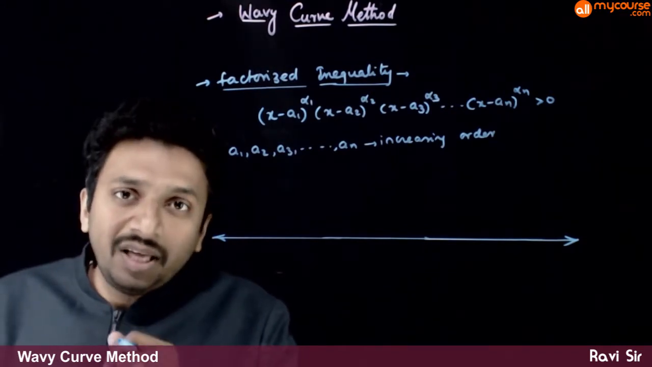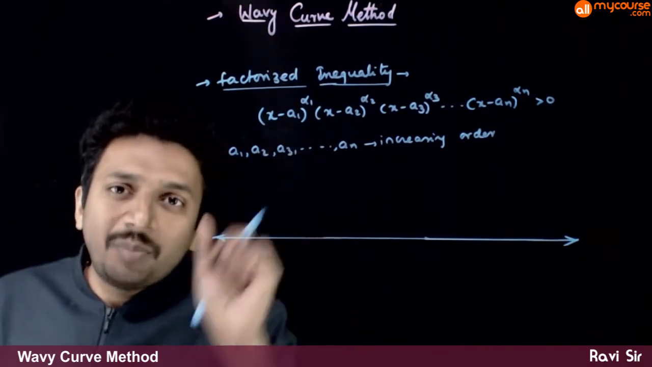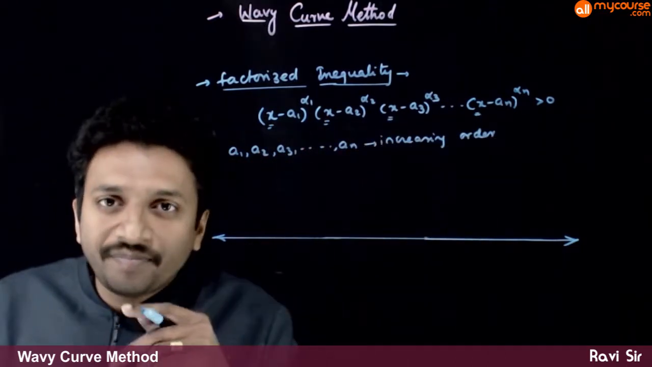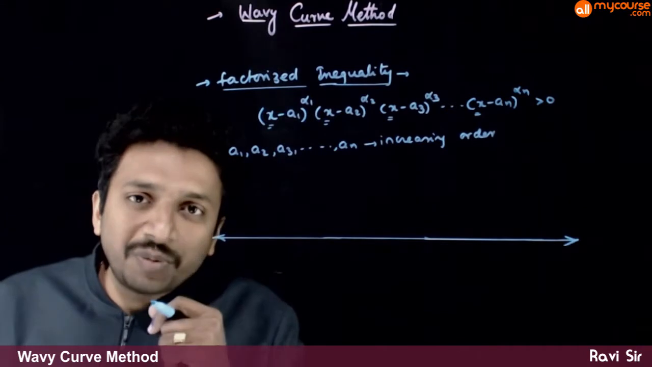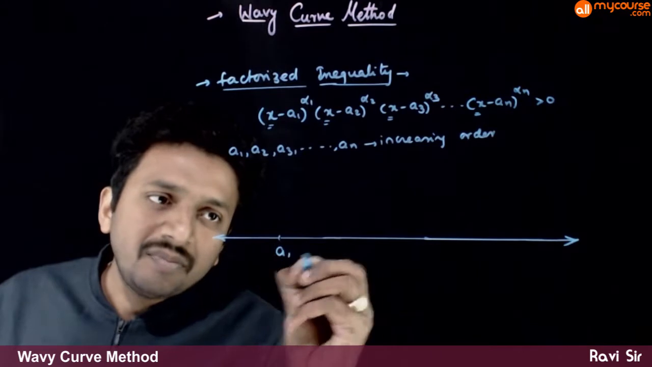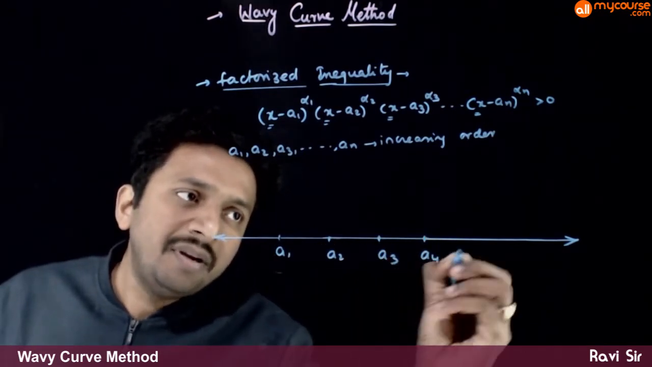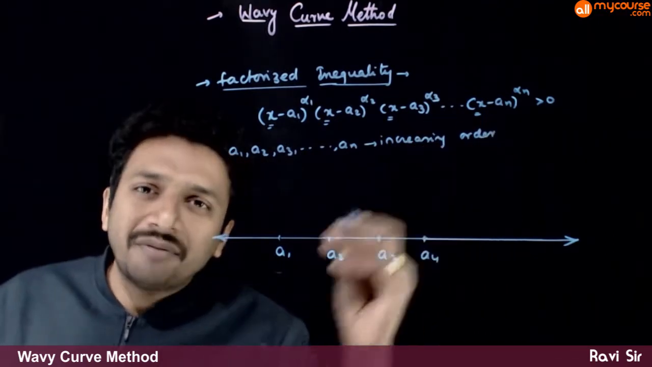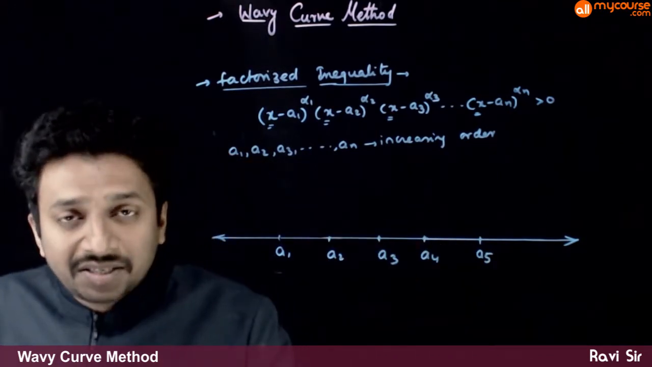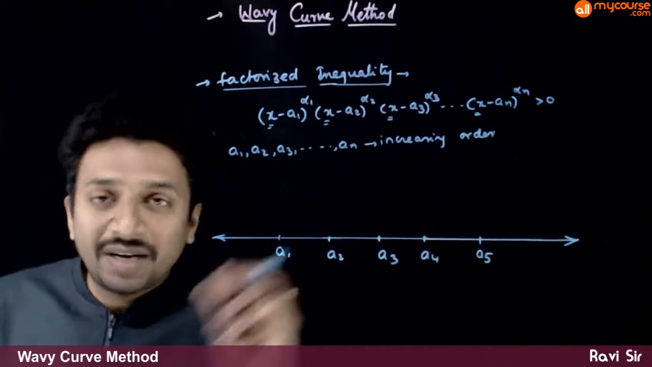The first step is to identify all the critical points, because the leading coefficient has already been made positive. So first you need to make all the leading coefficients positive. Once it is done, next we plot all the critical points on the real number line. Assume that you have 5 critical points, for example, up to A5. If you have 5 critical points, the real number line will be divided into 6 parts.